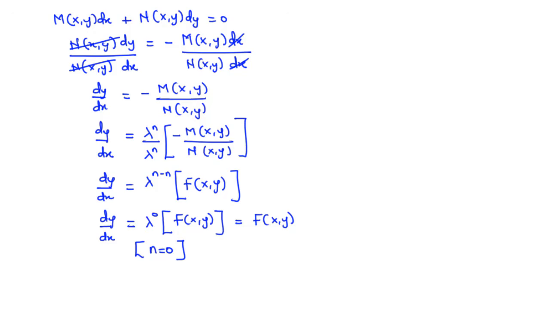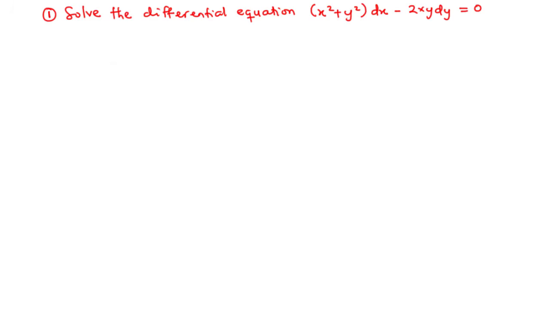So now let's move on as we solve a couple of examples. This is example 1. Let's try to solve this example together. We are going to solve the differential equation (x^2 + y^2) dx - 2xy dy = 0.